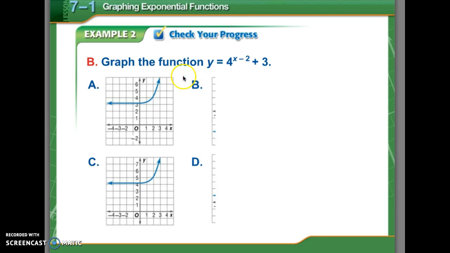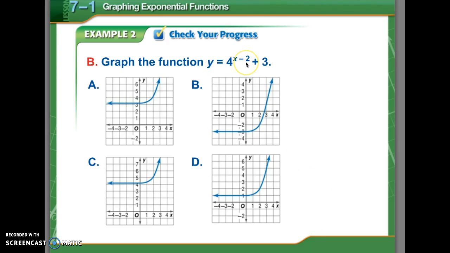For part B, we're going to look at the function 4 to the x minus 2 power plus 3. So we've got a shift in both directions this time. Pause the video, and when you have your answer, go on to the next screen.